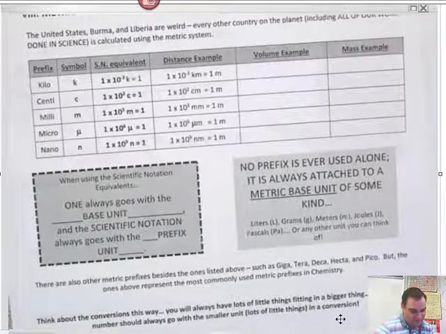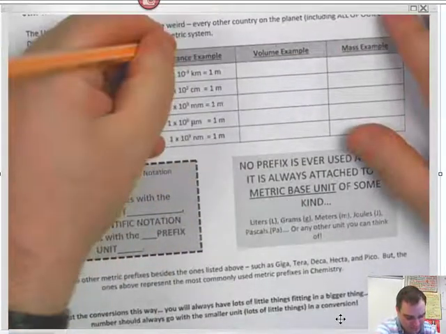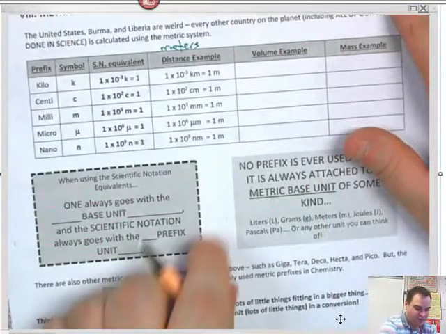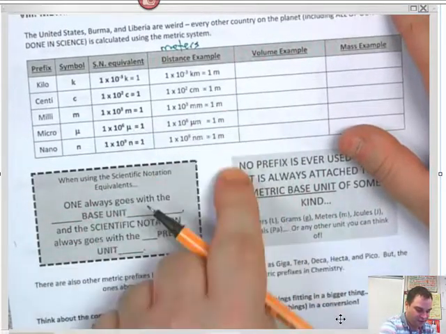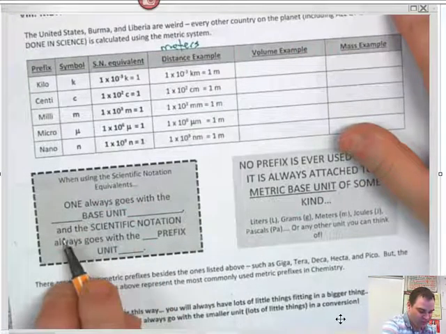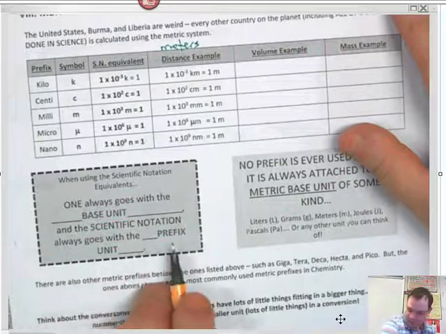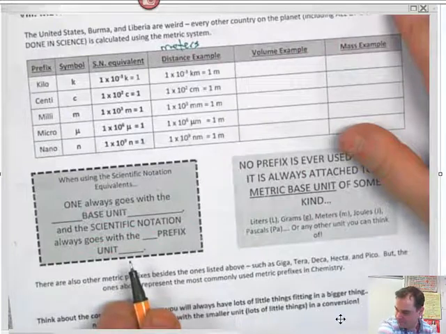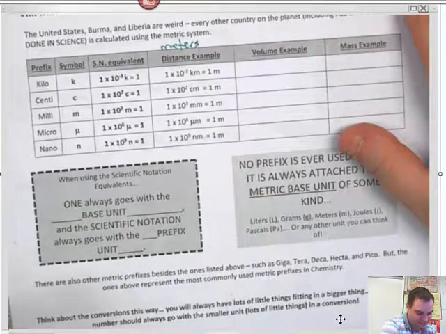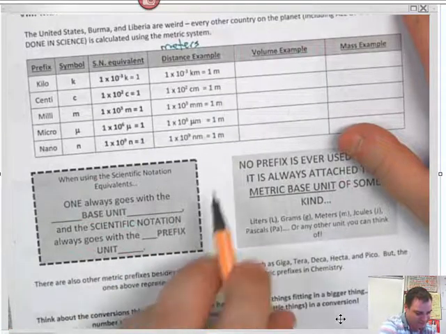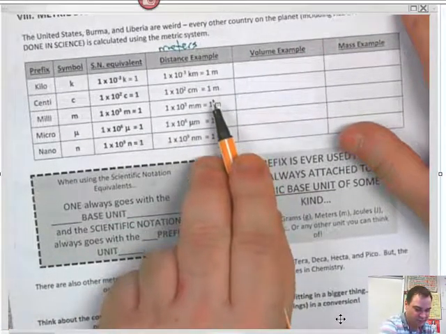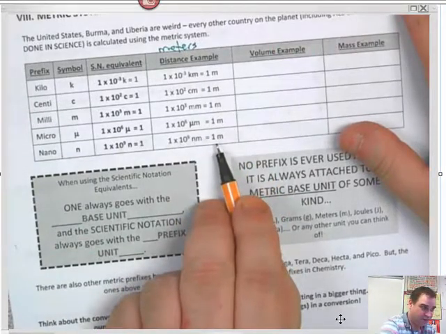So, if we're doing distance here, distance is in meters. So, we are going to convert to 1 meter. I am always going to put 1 with the base unit, and the scientific notation always goes with the prefix unit. So 1 always goes to the base unit, so we are always going to have 1 meter, 1 meter, 1 meter, 1 meter, 1 meter.